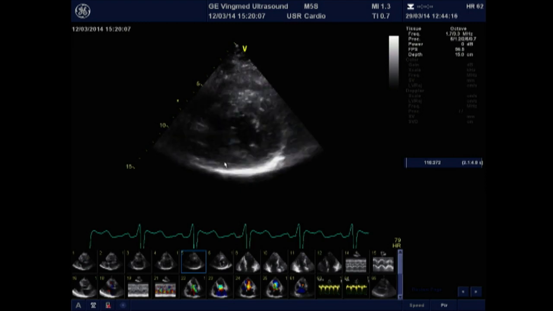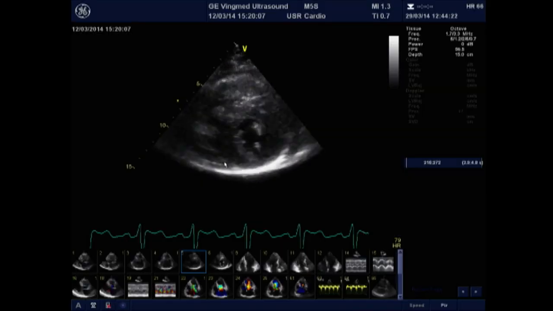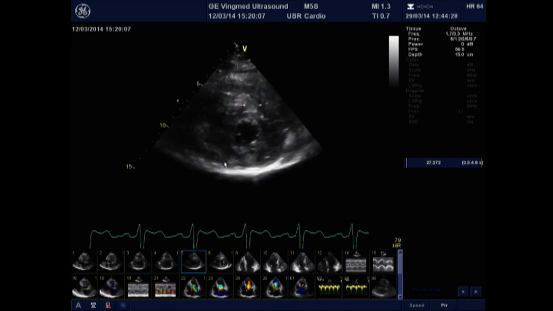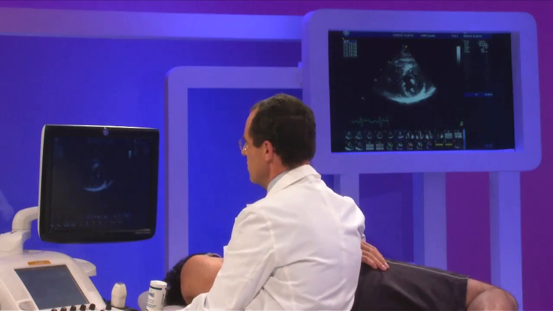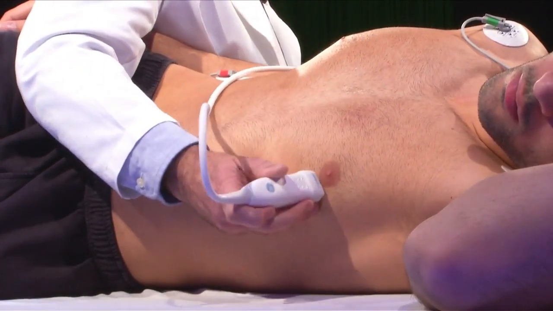This view is the classical and most indicated view to assess wall thickness in these patients, even though you must do it in other conventional and non-conventional views, trying to measure the wall thickness at different segments.